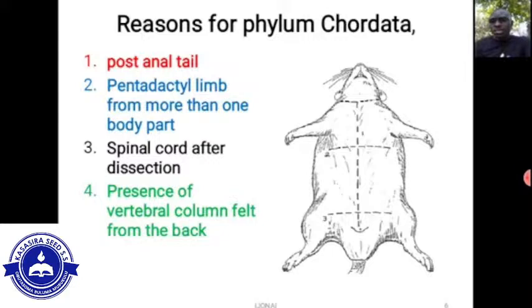Then they also have the spinal cord, but this one is seen after you have dissected it. You cannot see the spinal cord externally before you cut, but it is part of the internal characteristics that chordates possess. Then we have the presence of the vertebral column, which you can feel from the back. You can use your finger and touch it.